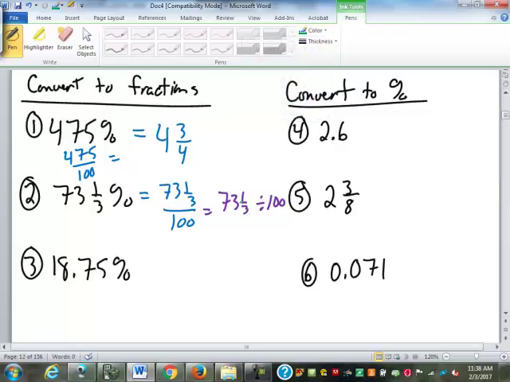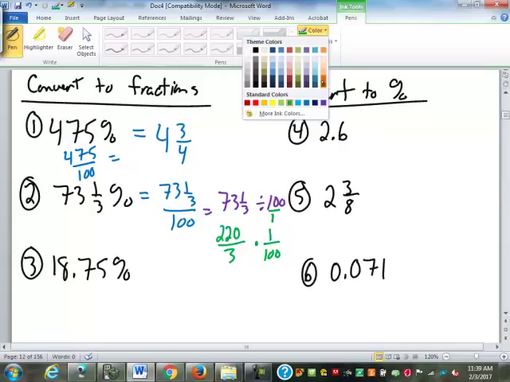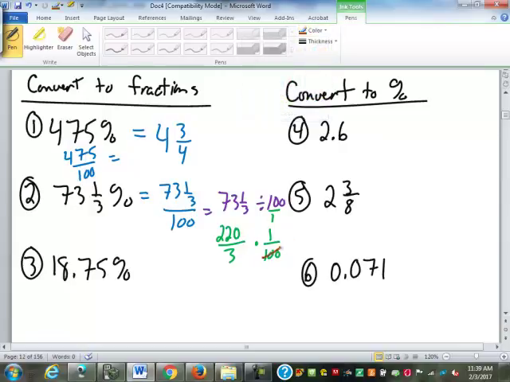So we got 73 times 3 is 219, plus 1 is 220, over 3. Now divided by 100 over 1 is going to be times 1 over 100. So we're going to cross cancel the 220 and the 100, both divide by 10. So 100 divided by 10 is 10. 220 divided by 10 is 22. So now I've got 22 times 1 is 22. And 3 times 10 is 30. So that is 22 thirtieths, which divides out to be 11 fifteenths.